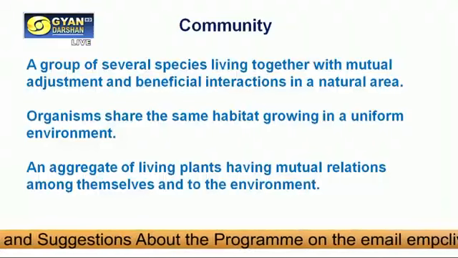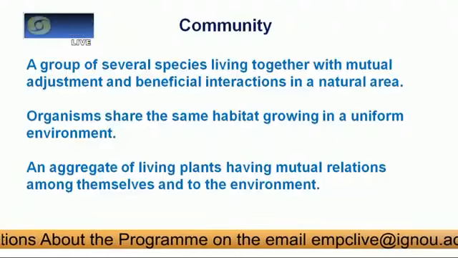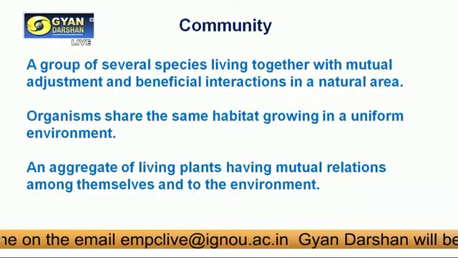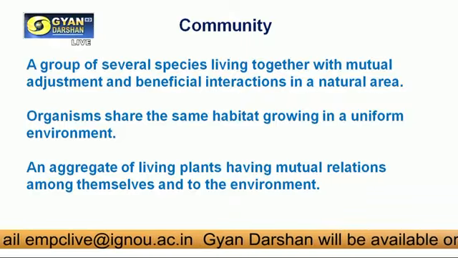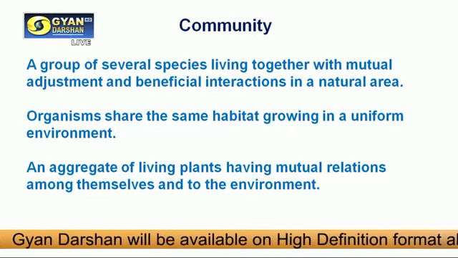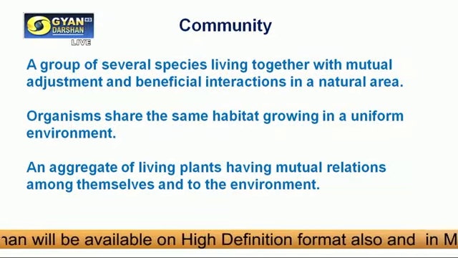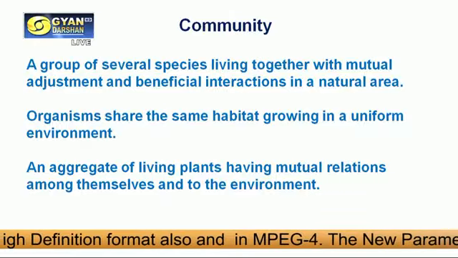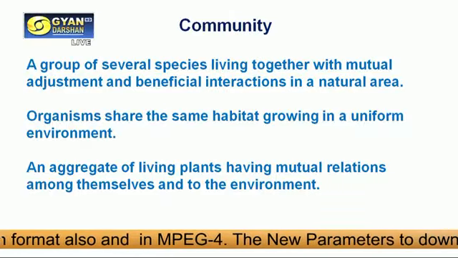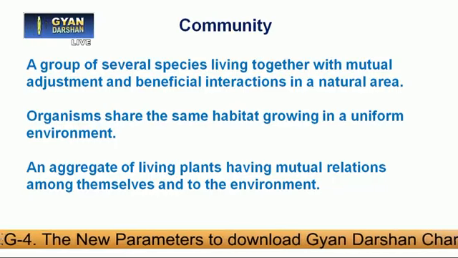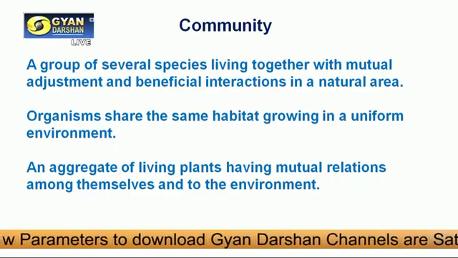What is meant by community? It is a group of several species living together with mutual adjustment and beneficial interactions in a natural area. So basically it's a collection of different species which is present in a particular area. And obviously the organisms which are present, it can be plant, it can be animal, they share the same habitat growing in a uniform environment.